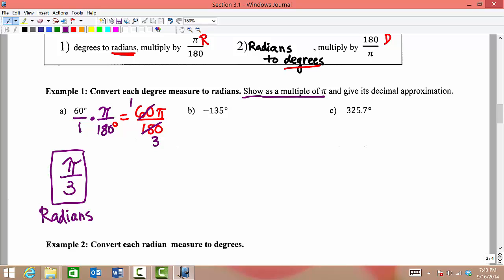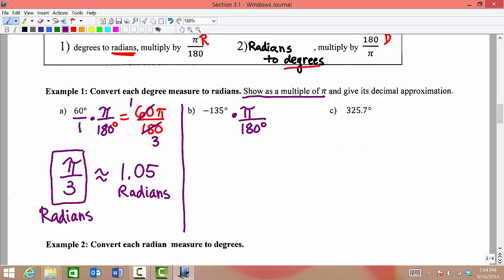If I would like to put this into my calculator and get an approximation, we would get about 1.05 radians. So 60 degrees is almost 1 radian. Negative 135 degrees, if I wanted to convert this to radian measure, we will multiply by pi divided by 180 degrees. That gives us negative 135 degrees times pi divided by 180 degrees.